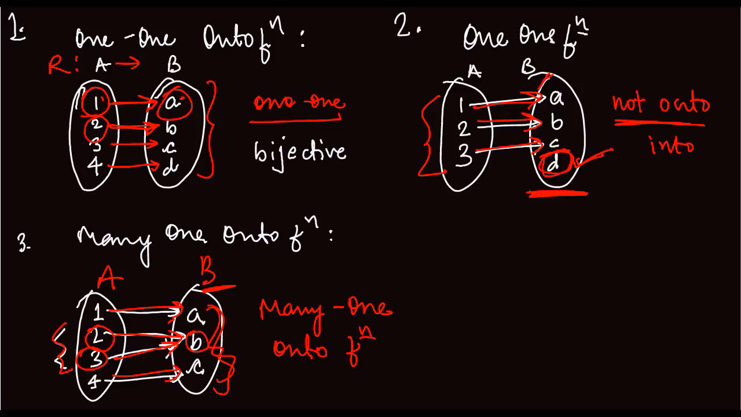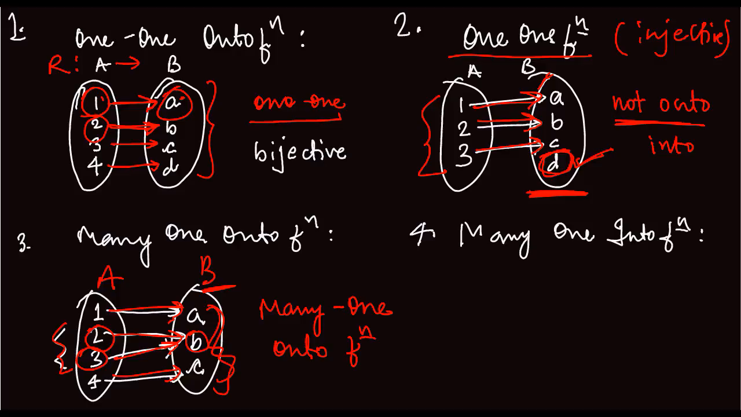Oh, one thing I forgot. A one-one function is also called injective. Okay. The fourth type of function is many-one into function.